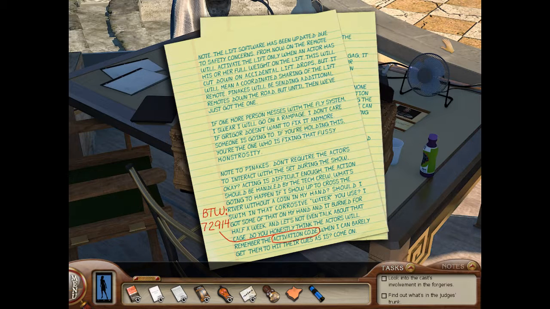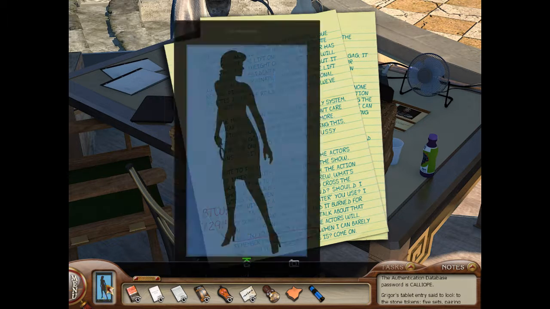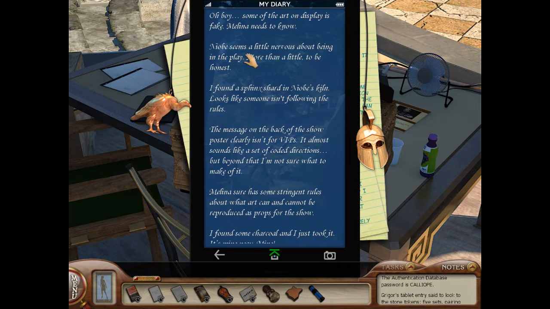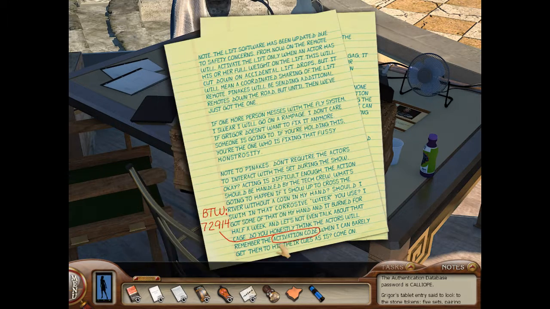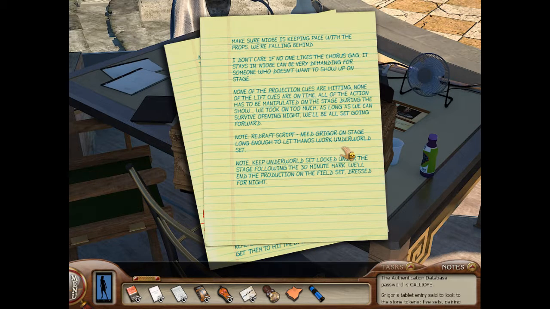Do you honestly think the actors will remember the activation code when I can barely get them to hit their cues as is? Come on. BTW 72914. So that's... Did she write that down? In her journal, maybe? Nope. Fantastic. So we're just gonna have to remember that. 72914 for the cage thing. Oh, or we don't have to remember because we have our notes.